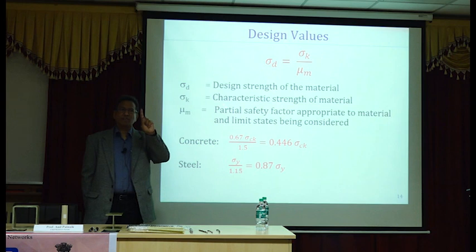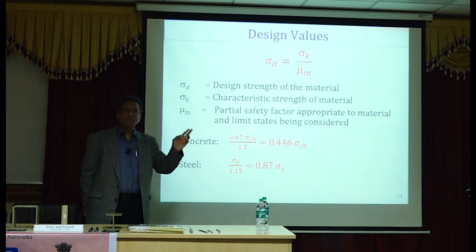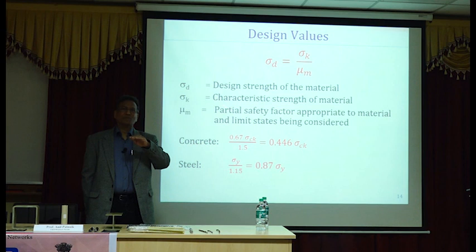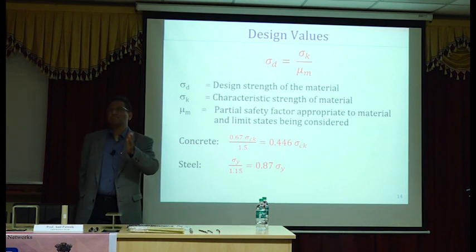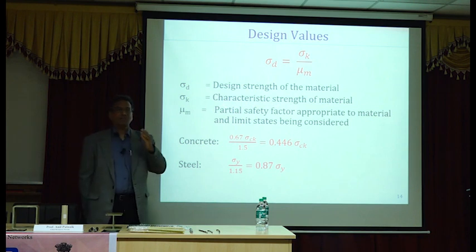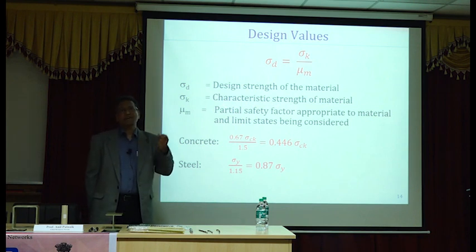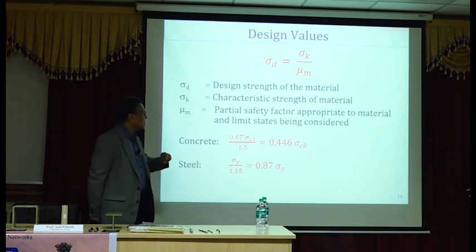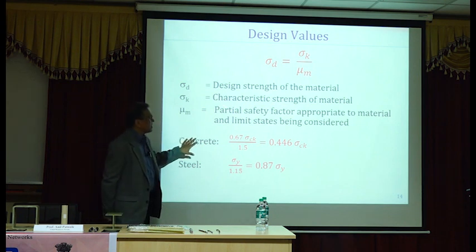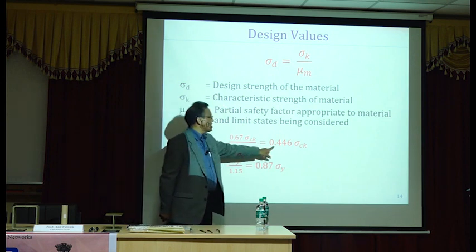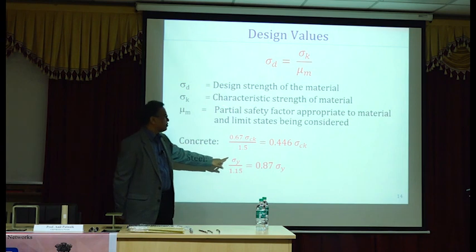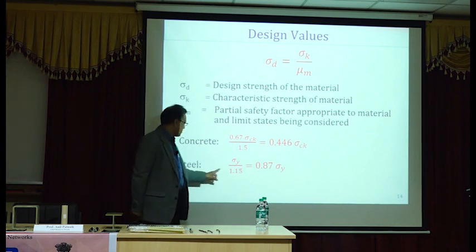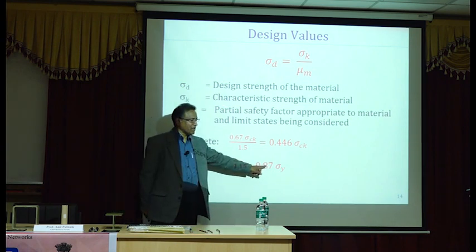Just use one factor, and it's not for the material, but for the action. If it is bending strength, then it can be anywhere between 0.65 and 0.9 phi factor, which is the strength reduction factor. If it is shear, we use 0.75, whereas in IS 456 we must use, for concrete 0.446, and for steel 0.87.